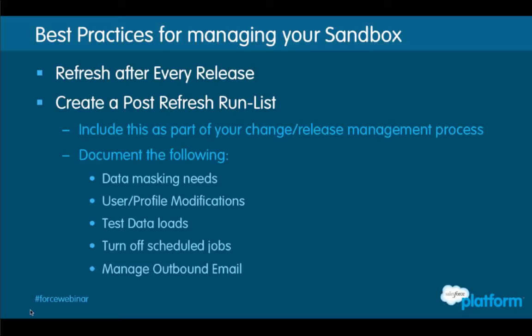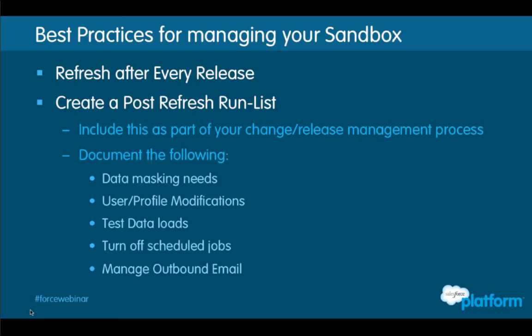And finally, create a post-refresh run list. Run list is important because there's a lot of things that you still need to do after you create a sandbox. Perhaps your production org has integrations to other production systems. You need to redo those integrations and set them up to test environments. That should be documented. Sometimes you may need to turn off scheduled jobs. If you have scheduled jobs in your production environment, those things can get copied down to the sandbox, and they will fire off unless you turn them off. So you need to go in, shut them off, reconfigure things.